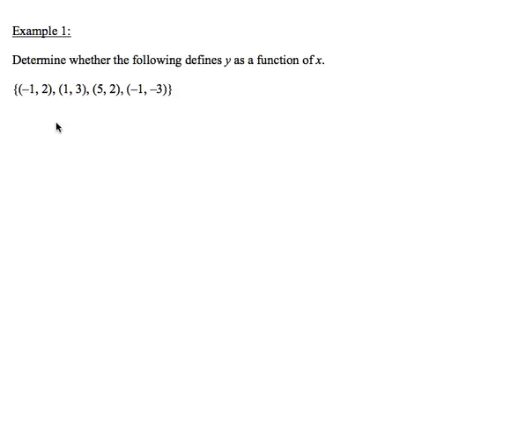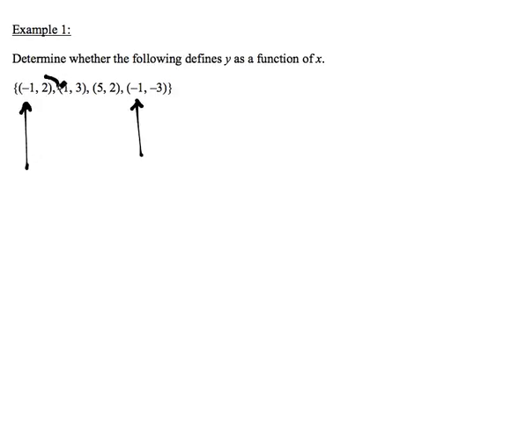Well, here we have a set of ordered pairs, -1, 2, 1, 3, 5, 2, and -1, -3. In order to determine if this is a function or not, remember we're trying to see if there are repeated x values. Well, right here we have an x value of -1. Over here we have another x value of -1. Remember that each x value or domain value can correspond to one and only one y value. So over here, since it already corresponds to 2, it's not allowed to correspond to another y value. So this, in fact, is not a function.